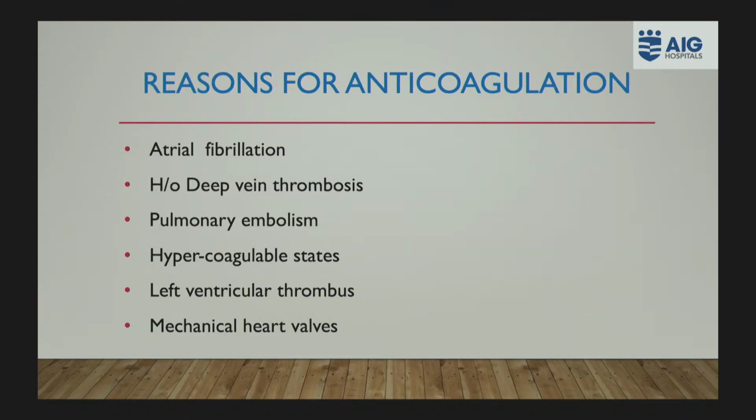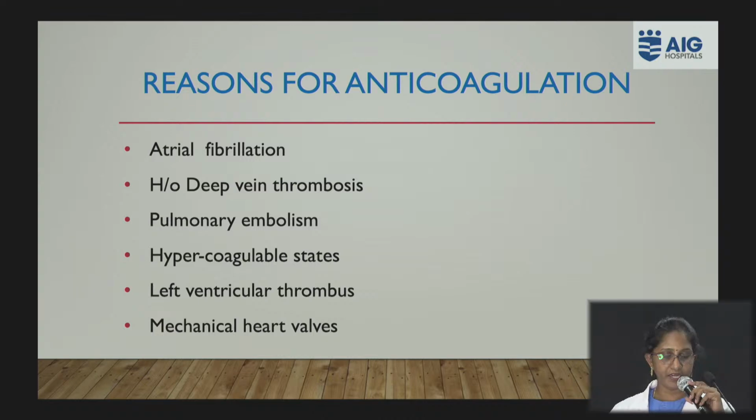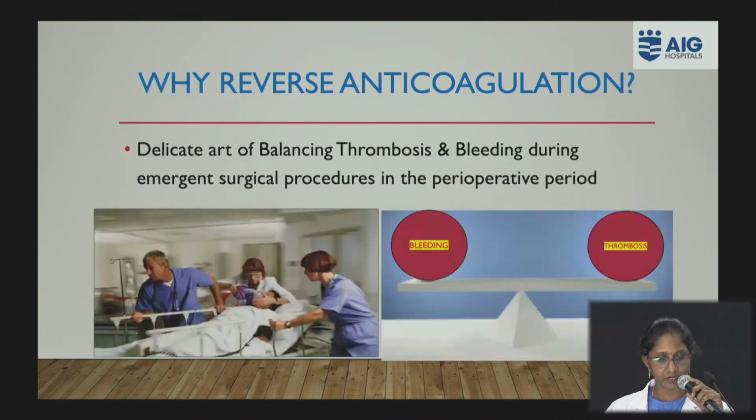Why are the patients on anticoagulation? There are different medical conditions wherein patients need anticoagulation. For example, atrial fibrillation, history of deep vein thrombosis, pulmonary embolism, hypercoagulable states, left ventricular thrombus, and mechanical heart valves.